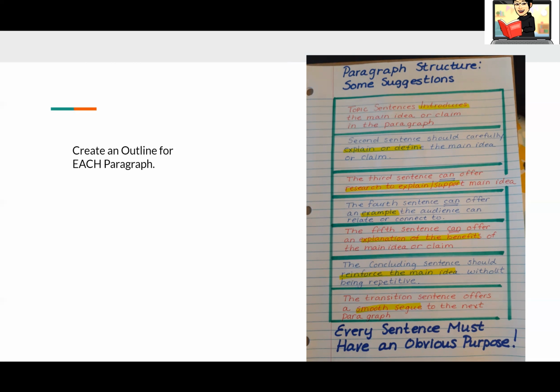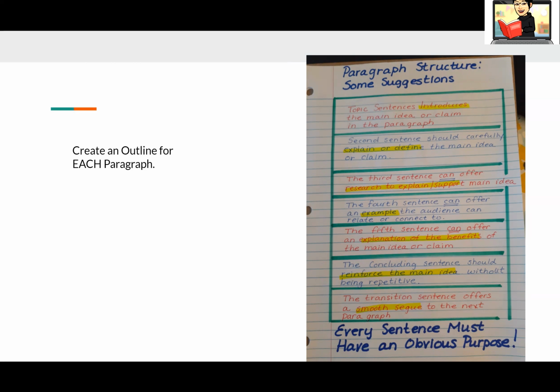Research is important in college writing and should always be used as a way to support your ideas. The fourth sentence can offer an example that the audience can relate to or connect to. So you've offered some research, now offer an explanation or an example that a reader can relate to or can understand.